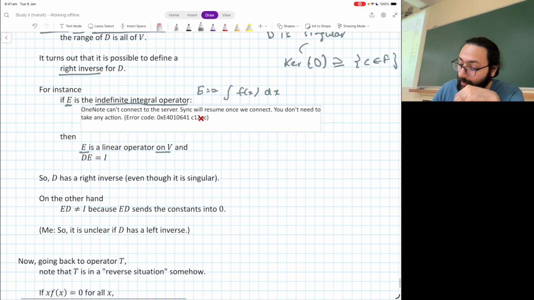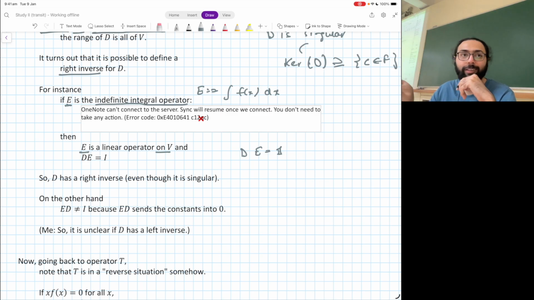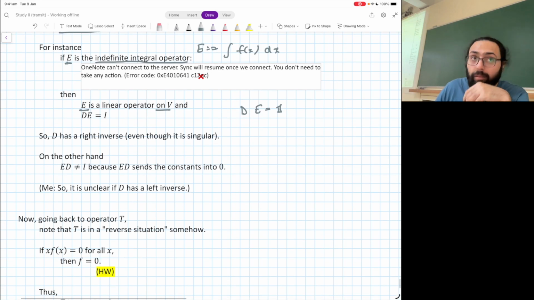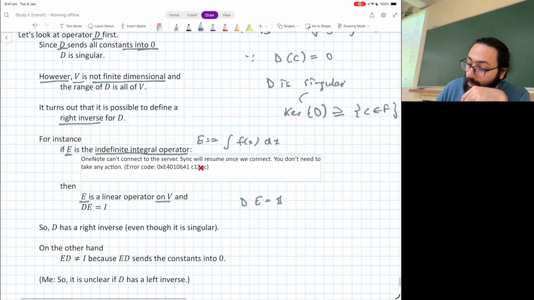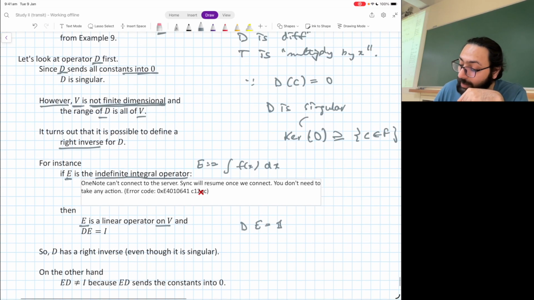Then the claim is that DE is going to give you identity. And this we know very well from calculus: if you integrate something and then you differentiate it, you'll get the same function. That's not surprising. What is surprising is that the map is singular, and even then you can find a right inverse. So what we are saying here is that D is not finite dimensional, and the range of D is all of V.